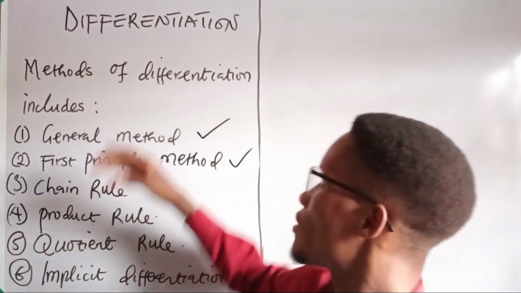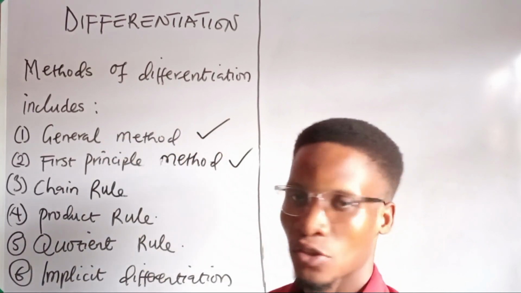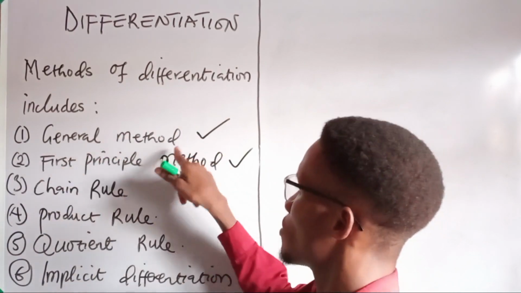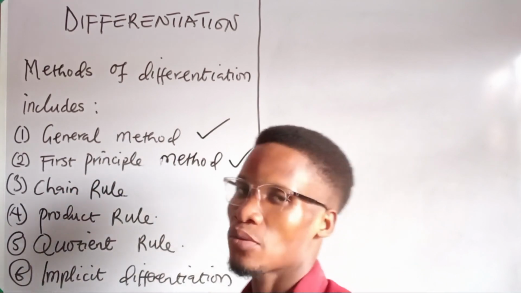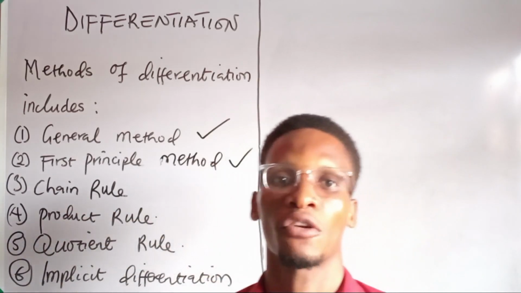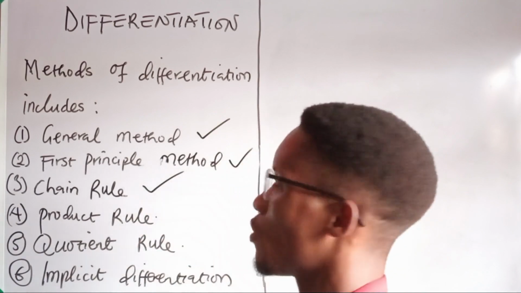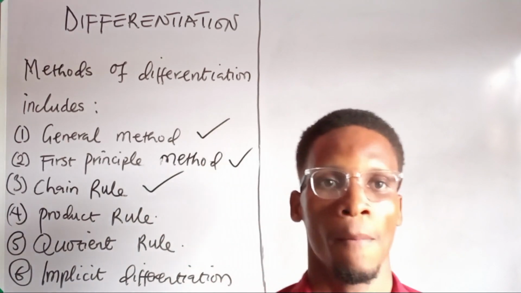We're still under differentiation, and we have treated these methods of differentiation being general methods and first principle method. Today we're going to look at the chain rule, which we call function of function. So let's take this chain rule as what we're going to discuss today.